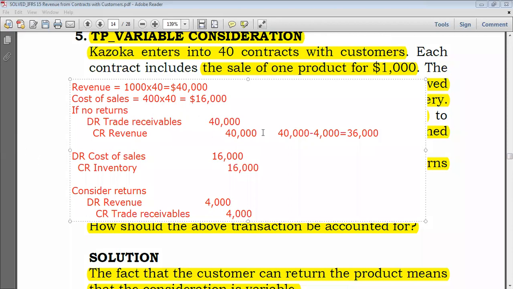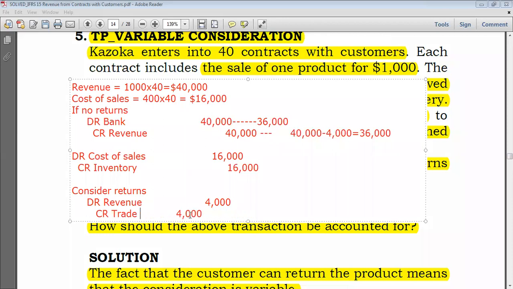Trade receivables too would have to change, and it would also be 36,000. Actually, suppose the customer paid. Let's presume that the customer paid. If the customer paid, this wouldn't have been trade receivables. Actually, it would be cash or bank. So it would also remain at 36,000 because I would have to remit that amount to the customer. And here, let's use cash or bank. So the customer returned the goods, and we refunded the cash of 4,000. This is what we would have done.